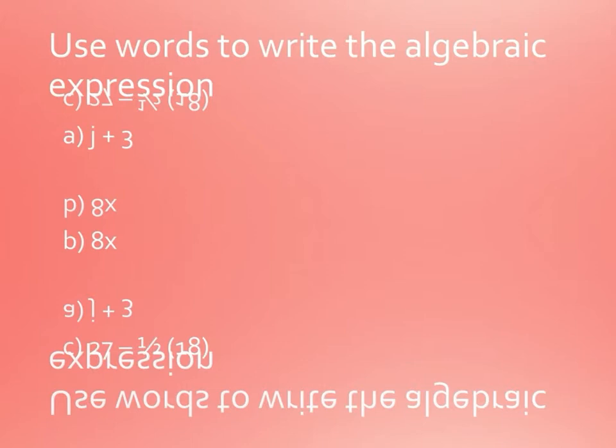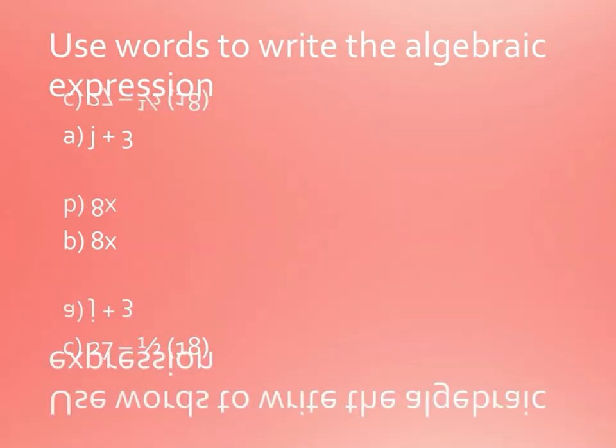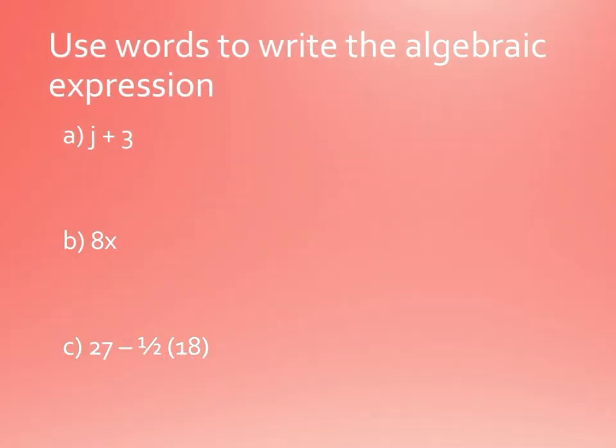let's see, how about the difference of 27 and the product of 1/2 and 18. So we go to the difference of, that means we're going to subtract 27 and the product of 1/2 and 18. You could have written these a number of different ways. These are just a few options, but this is the basics of how we do it.